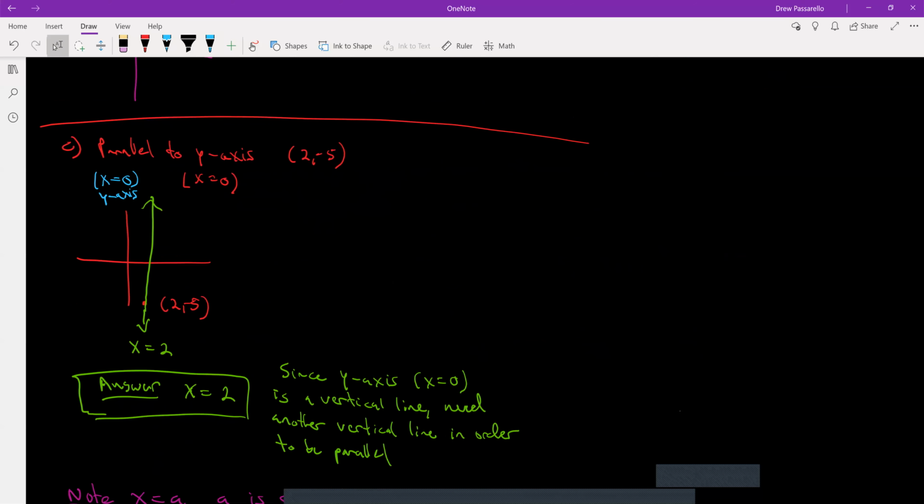Now for the vertical line, so parallel to the y-axis is a vertical line. So I need another vertical line for my answer. The x coordinate of the point that we're given is 2, so the answer is going to be x equals 2.